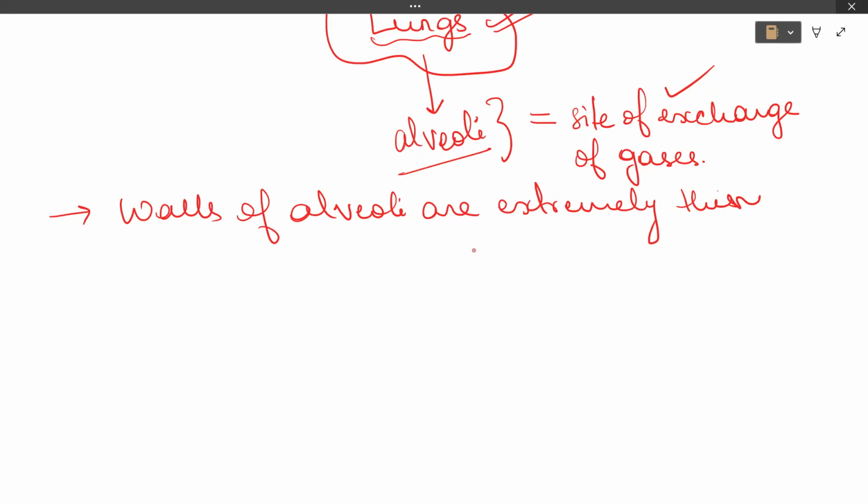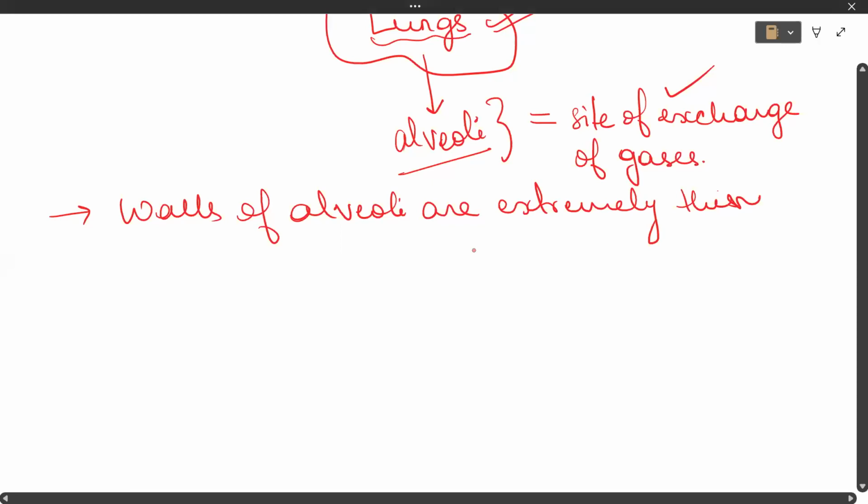If I'm talking to you about gases, the movement of gases from the region of their higher concentration to the region of their lower concentration is known as diffusion. But if we are talking about water or any liquid, then we will call it osmosis. Understand?